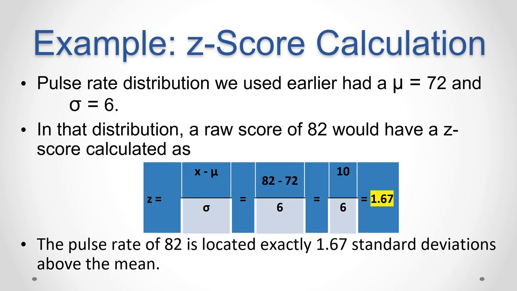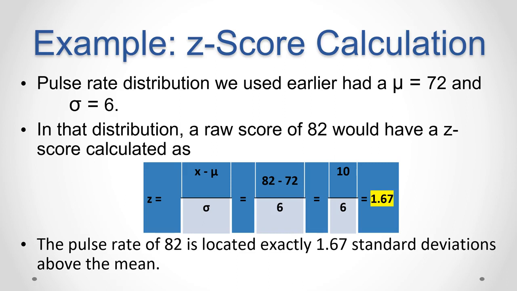Okay, let's take the pulse rate distribution from our empirical rule example in the previous video. Remember, pulse rates had a mean of 72 and a standard deviation of 6. In this distribution, a raw score of 82 would have a z-score of 1.67. This is calculated as 82 minus 72 divided by 6, which gives us 10 divided by 6 equal to 1.67.